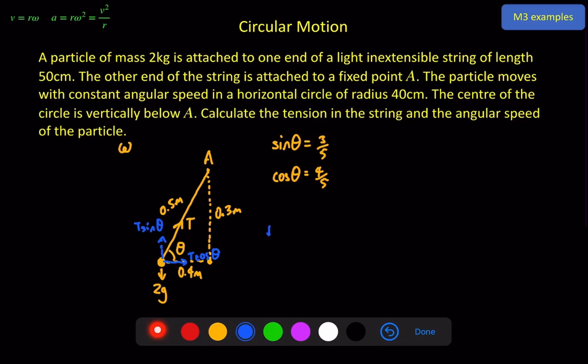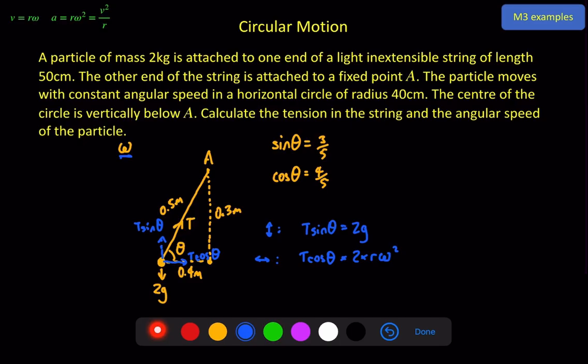So vertically, we can balance T sine theta with 2g, the weight, and horizontally, we've got T cos theta, the only force acting, must equal the mass 2 times the acceleration, which we can either have as r omega squared or v squared over r, but because we want omega as part of the question, let's do r omega squared. Sometimes in a question like this you'll have to solve these simultaneously, but this is our first one.